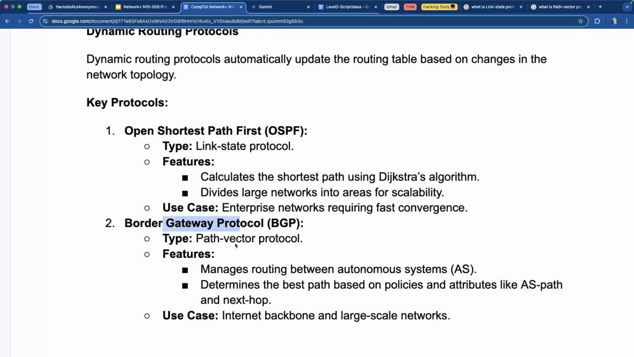And the border gateway protocol is a type of path vector protocol, and based on that, it has this massive database. It has the entire path established already. It knows what the map of the entire path looks like and what all of these autonomous systems look like, and from there it'll determine the best path based on those policies that are generated for it or configured for it. For example, the autonomous systems path or the next hop.